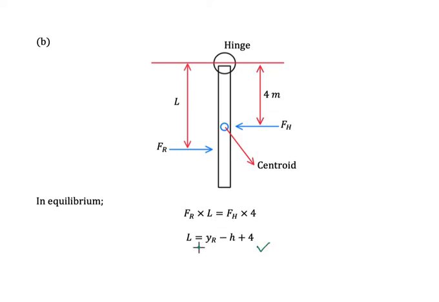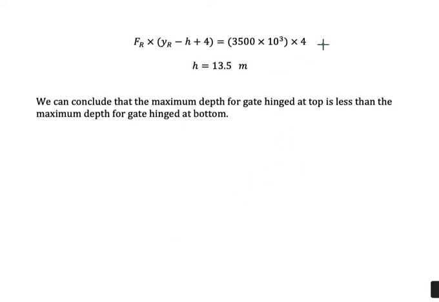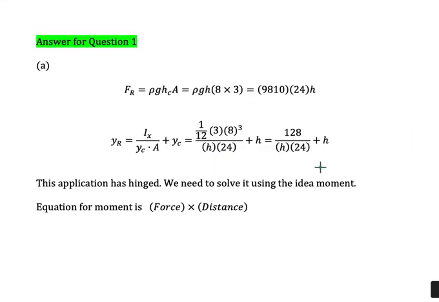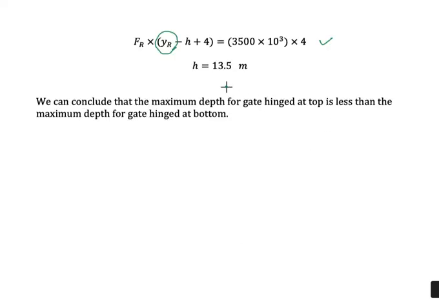So we substitute the value of L here into this one, and then we could get this equation. And then we substitute the value of YR according to our previous calculation, which is this one. You substitute all these values into this equation, and you will get 13.5 meters. So from both values, we could conclude that the maximum depth for a gate with the hinge at the top here is less than the maximum depth for a gate with the hinge at the bottom.